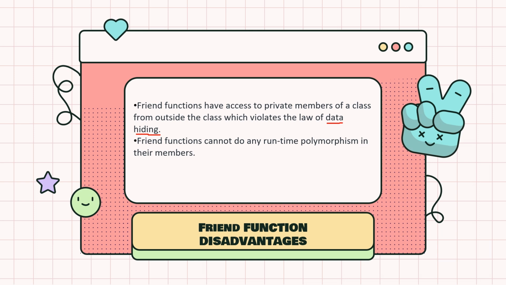Next, a friend function cannot do any runtime polymorphism in its member functions. This is one of the basic and important disadvantages of a friend function. So that's it. Now we have to move forward to the coding.